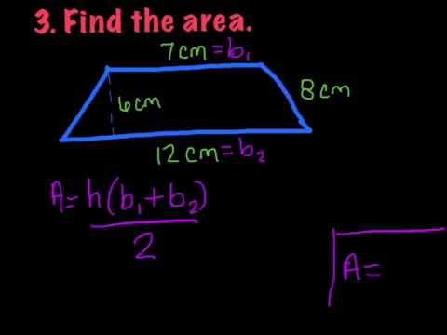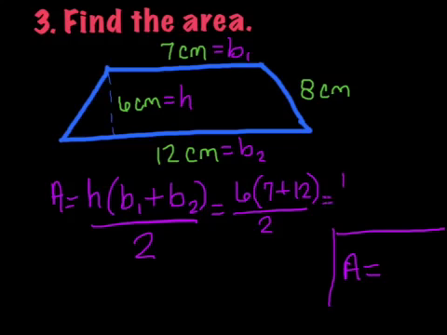Now, do you remember which one is the height? Is it the 6 or the 8? Well, hopefully you remember that it has to be this one. It's the one that forms a right angle with the base. So that's our height. So we just need to plug everything in. So our height is 6. Our base 1 is 7. Base 2 is 12. Take that, divided by 2. So we end up with 6 times 19 divided by 2.